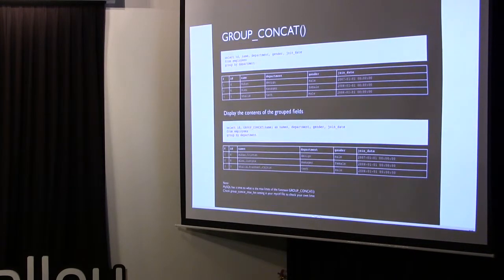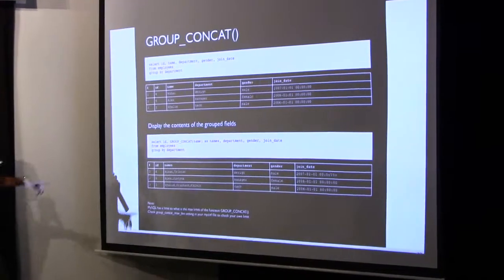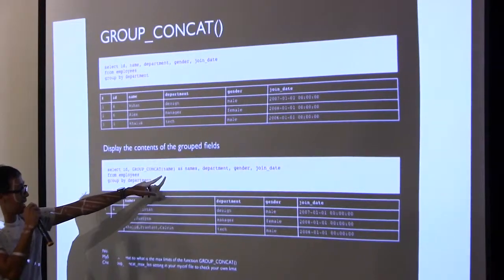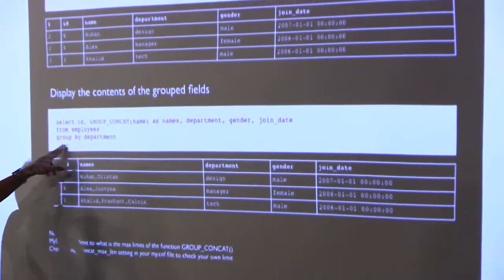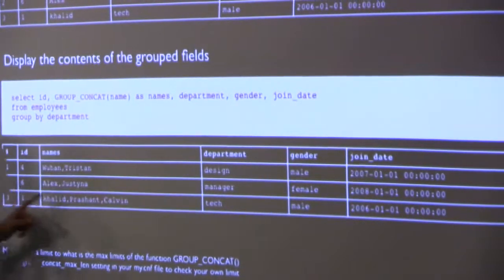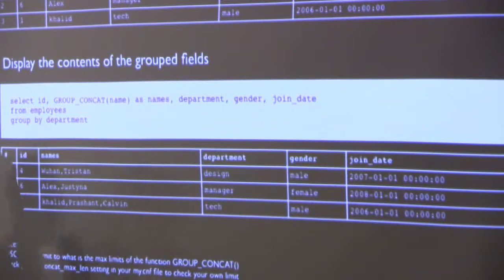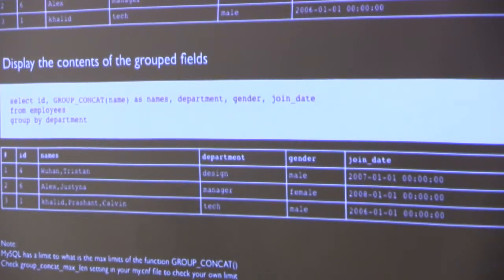Next function. There is something called group concat. Imagine I want to get all the names of people in the tech department, all the names of the people in the management department, and all of the people in, let's say, other departments. I just want to see all the people inside the departments. So all I do is say group concat by name, and then I do a group by department. So you see that Wuhan and Tristan are in design, Alex and Justina are in manager, and Khalid, Prashant, and Kelvin, you remember us, we were still working there at that time, are in tech. So you could easily do that in one query. You can summarize everything with the group concat.